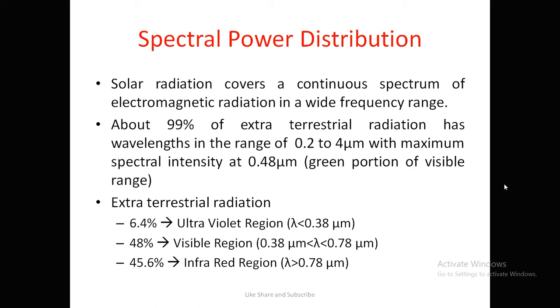Below that visible region, it's the ultraviolet region, and after the visible region, it is the infrared region. Obviously, as we know, visible region means VGR, where the first one is violet. So below violet is ultraviolet, and after red is infrared. These are some rules we can easily understand, and you can easily remember the figures. So this is how the extraterrestrial radiation is divided into these three parts.